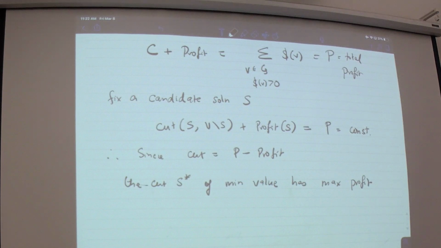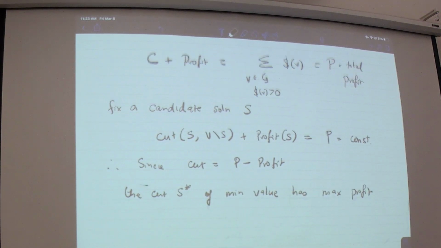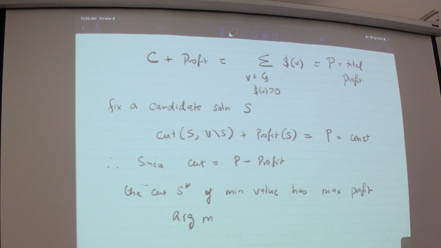Well, what's the thing? The cut of S comma V. A cut is always defined between a set and its complement, V minus S, where V is the set. So in other words, the arg min over cut of S, V minus S, is equal to the arg max of profit of S. It's just a fancy way of saying it.